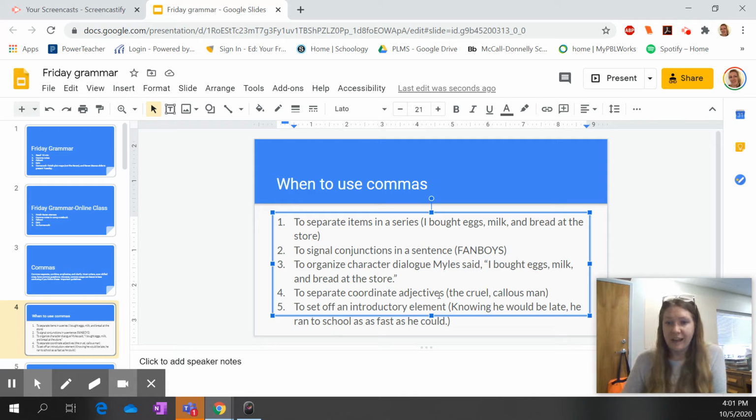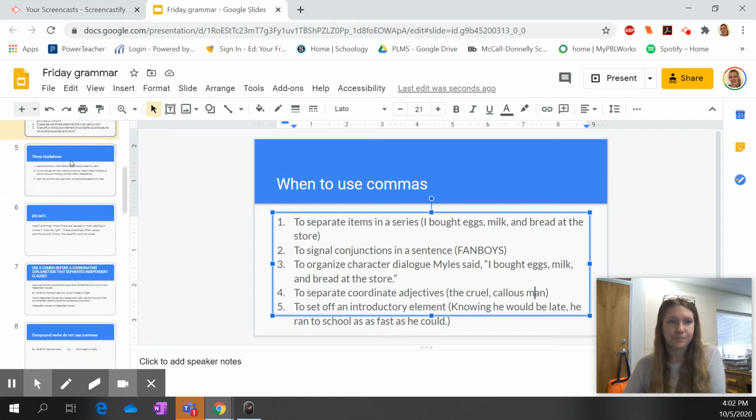To separate coordinate adjectives, the cruel, callous man. This is an adjective, this is an adjective describing a noun. We have two adjectives describing a noun, we need a comma between them. And lastly, to set up an introductory element. For example, knowing he would be late, he ran to school as fast as he could. So these are a few. There are a couple more like interjections, and we'll cover those maybe in the next comma lesson, but these are the only things that you need to write down. So if you need to pause right here and write all these down, go ahead and do so.